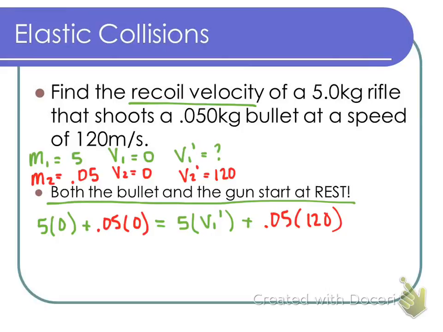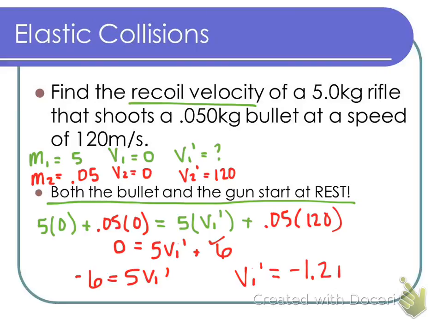So picking up where we left off, we want to find the velocity of the gun after that trigger is pulled. So the trigger is like our collision. They're going to end up apart. So we're solving for V1 prime, right? If we have a 0 on this side, that gives us 5 V1 prime plus 6. So we need to subtract that to the other side. Negative 6 equals 5 V1 prime, and that gives us a V1 prime equal to 1.2. And this is a velocity, so we're in meters per second here.